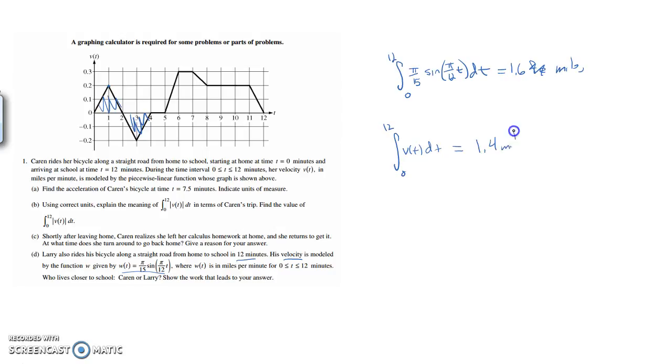And then from the work from before, we would have that this is going to equal 1.4 miles. Again, we're just wanting to get this area. So whatever numbers I had there before, I would add them together. It's going to be 1.4 miles.